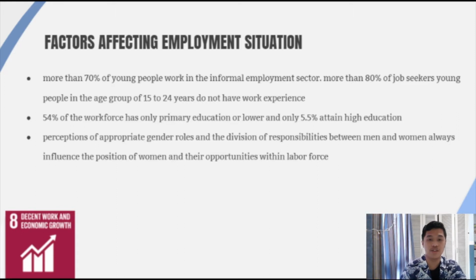So more than 70% of young people work in the informal employment sector. Many researchers identify that most jobs in informal employment are generally in low productivity activities where income is low and variable. So this affects the economic growth, because if you work in the informal sector, it's not included in the GDP. And the informal sector is very big. It has the biggest share in employment.